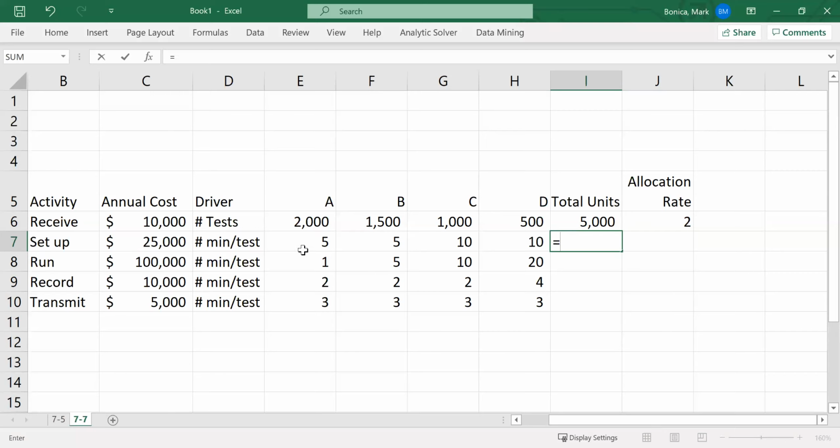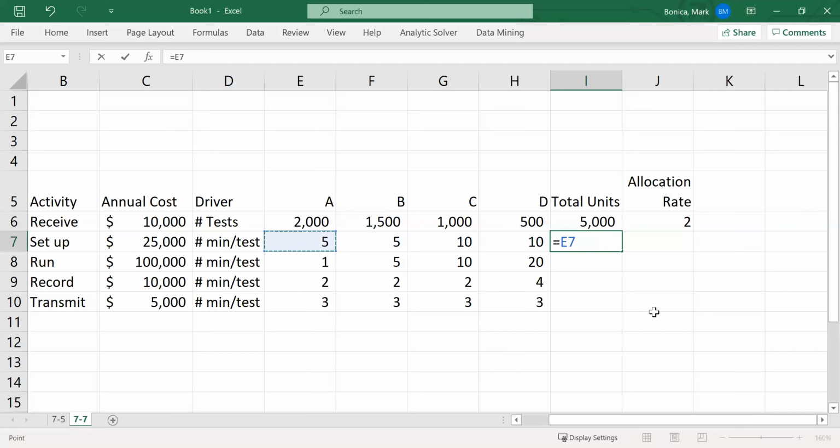What that entails is multiplying the number of minutes we spend on A times 2,000 tests. So that's 10,000 minutes of setup spent on A. 5 times 1,500 is 7,500 minutes for B. 10 times 1,000 is 10,000 minutes for C, and then 10 times 500 is 5,000 for D. We're going to add all that up to give us our total minutes. I'm going to do that using Excel.